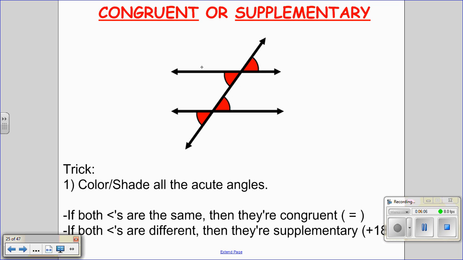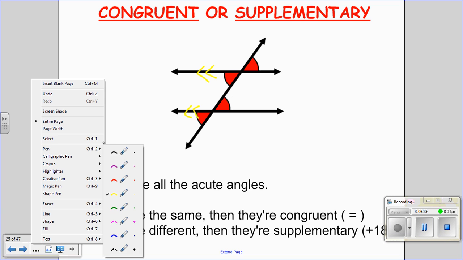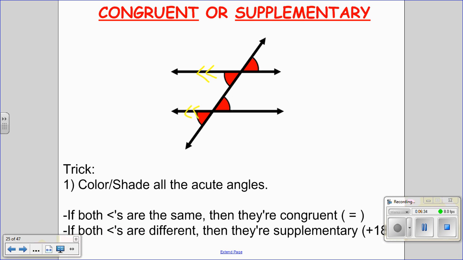And in the future, you would expect parallel lines to have an arrow or two on the line, and that arrow is to represent that the lines are parallel. So again, the rules that we're about to demonstrate only apply if they are parallel lines. So you can use the shade method as one way of identifying congruent or supplementary angles. Another way is to use the zigzag method. And I'm about to demonstrate the zigzag method.